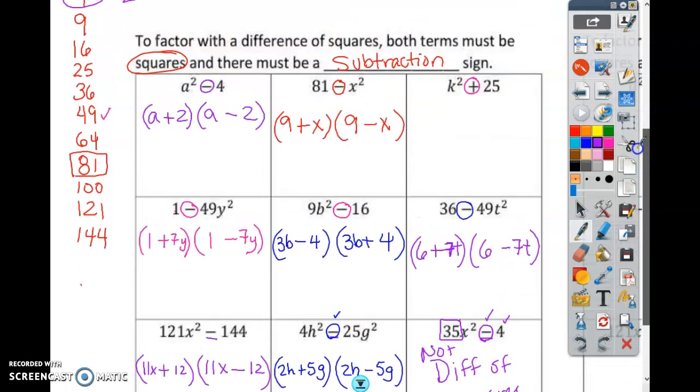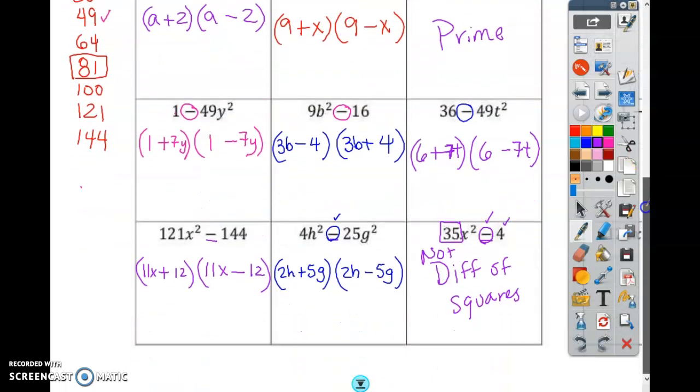Okay? And then this one is also not a difference of squares, but it can work out. I can do, well, maybe. Nope, it cannot work. So this one's a prime. And this one's also prime.